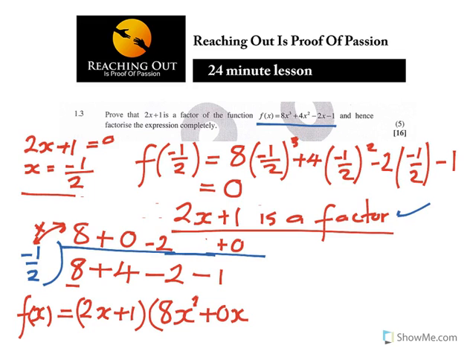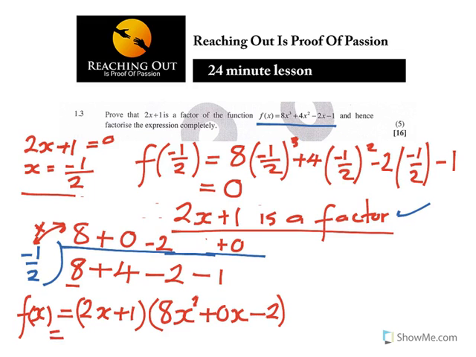Let me do it again. It was minus 2 times minus half. It was a 1. Then 1 minus 1 is a 0. Okay. So it will be 8x squared plus 0x. Then there is minus 2 there. You put that as minus 2. Remember, you are factorizing this completely.